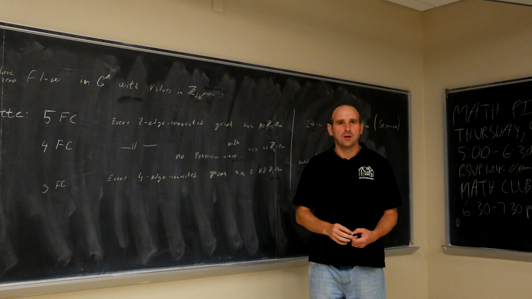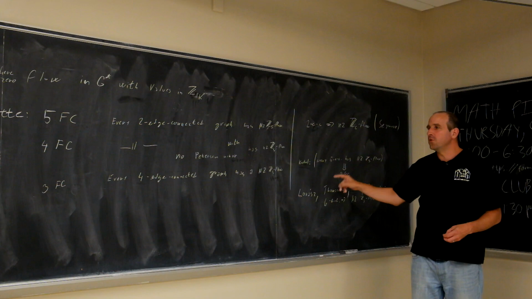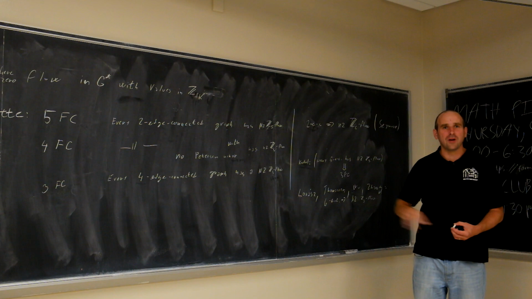And now I may be lying to you. I actually haven't looked at Kochol's argument for some time. So I actually don't think he proved that the minimal counterexample is five edge connected. He just proved that if you have a counterexample, you have a five edge connected one.